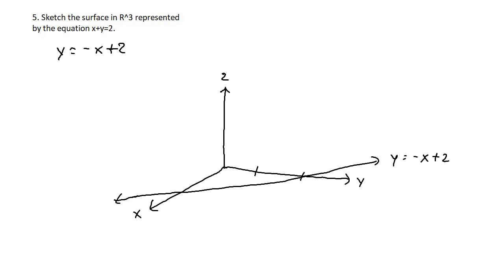Now remember, a line like y equals negative x plus 2 in the three-dimensional rectangular coordinate system, or in R cubed, is going to turn into a plane. So in this case, it's going to be a flat vertical plane that intersects the line y equals negative x plus 2. So it's going to look something like this.